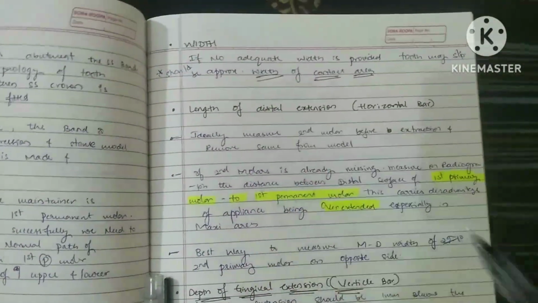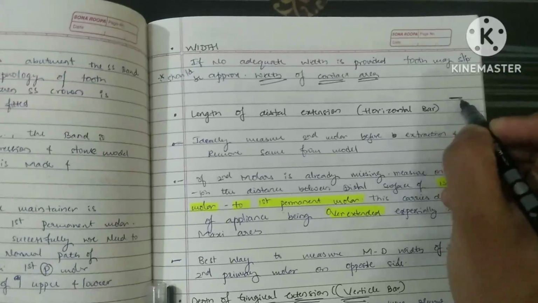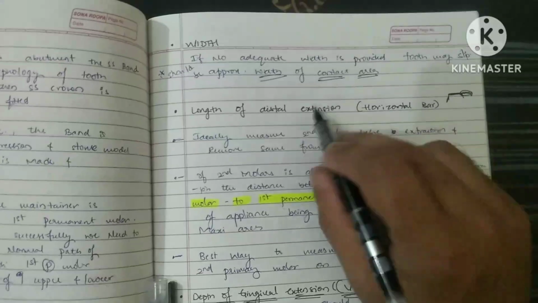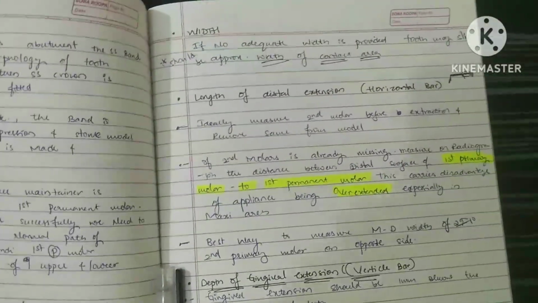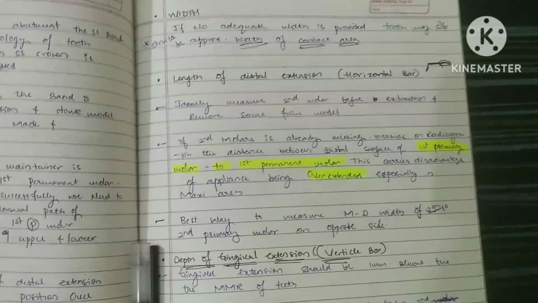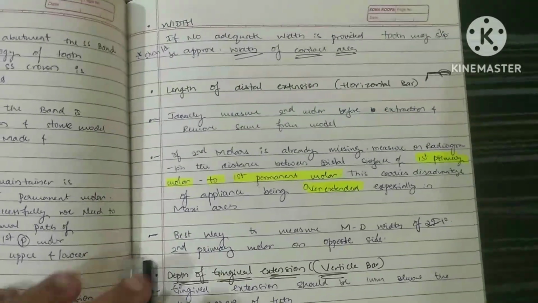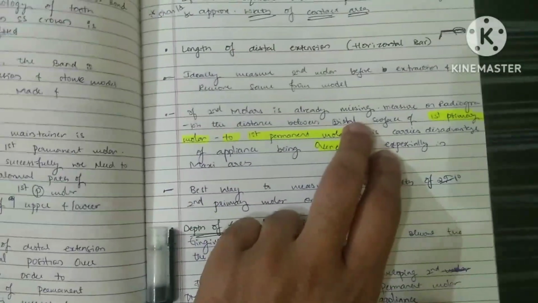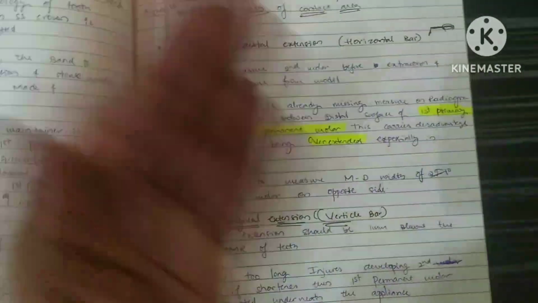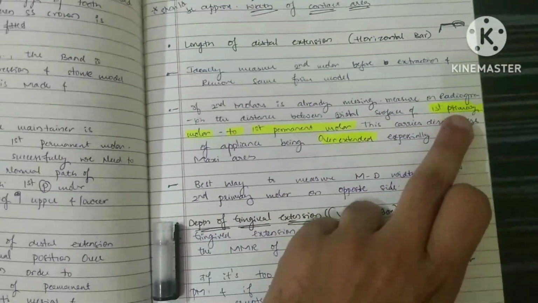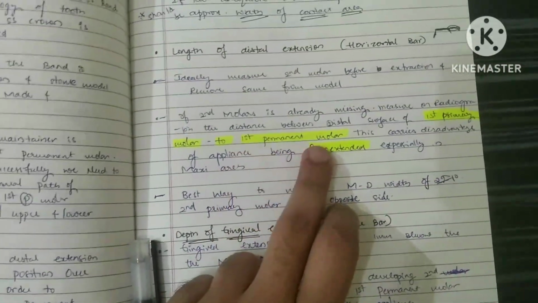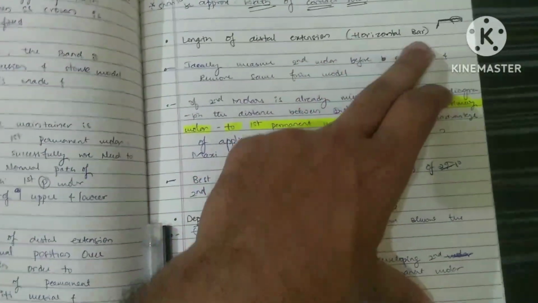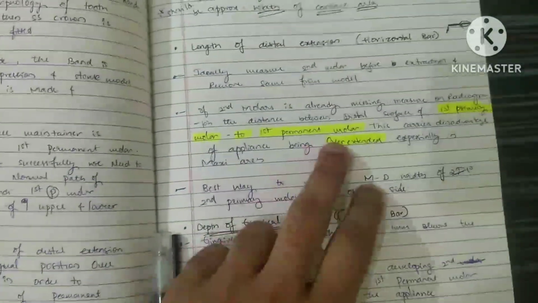Now the length of the distal extension or the horizontal bar. This thing is called a horizontal bar. Suppose this is the band and this is the horizontal bar or the distal extension. Ideally, measure the second molar before extraction and remove the same from the model. Second, if the second molar is already missing, measure on the radiograph. Take the radiograph and measure the distance between the distal surface of the first primary molar and the first permanent molar. That gives us a rough idea of how long the distal extension should be. But this has a disadvantage.